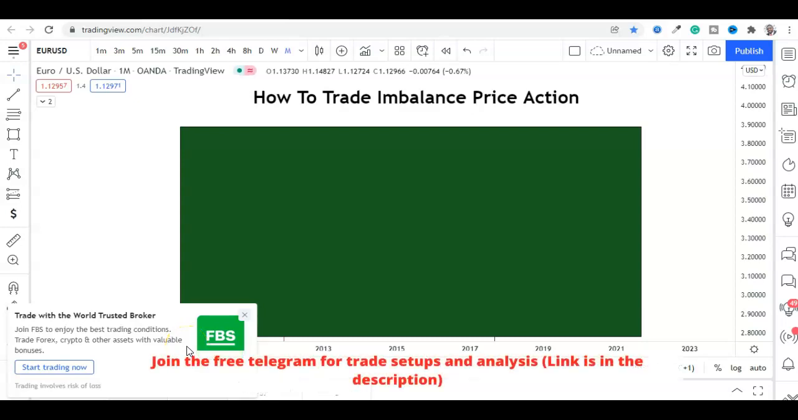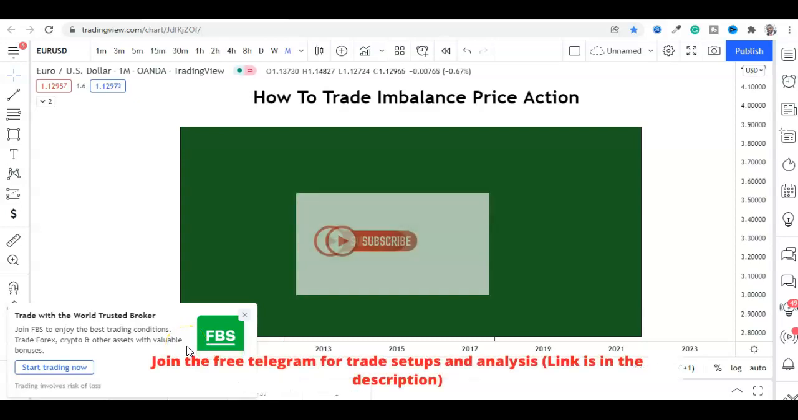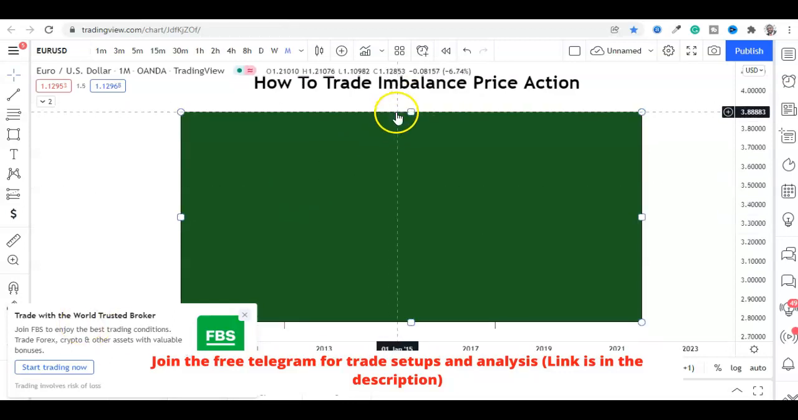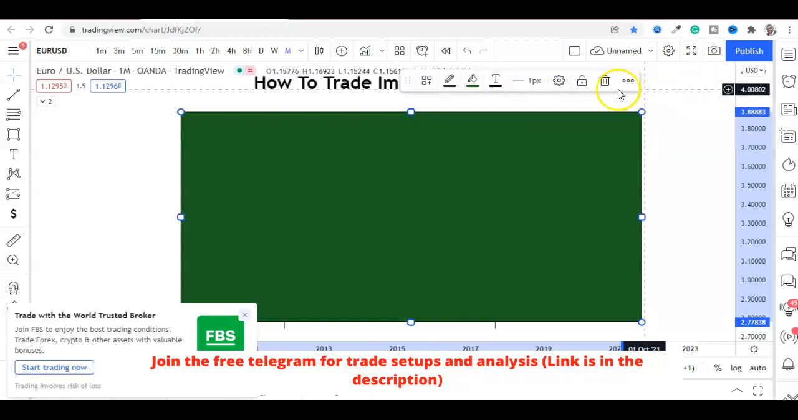Hello everyone. In today's video, we'll be looking at how to trade imbalance price action. This is one of the concepts of price in the forex market. Before we can understand this concept very well, we must understand what price efficiency and price inefficiency are. So without wasting time, let's look at what price inefficiency is, and I'm going to explain price efficiency side by side.